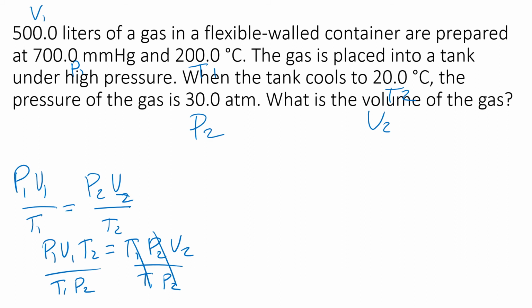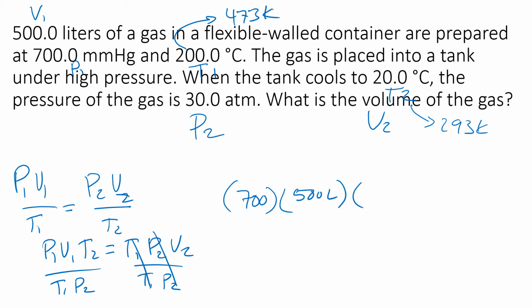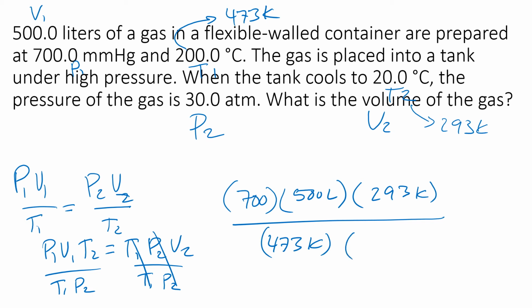So the thing we need to do first is we've got to convert our Celsius to Kelvin. So my T1 is going to be 473 Kelvin. 20 plus 273 for my T2 is 293 Kelvin. P1 is 700 millimeters of mercury. V1 is 500 liters. T2 is 293 Kelvin. My T1 is 473 Kelvin. And then my P2 is 30.